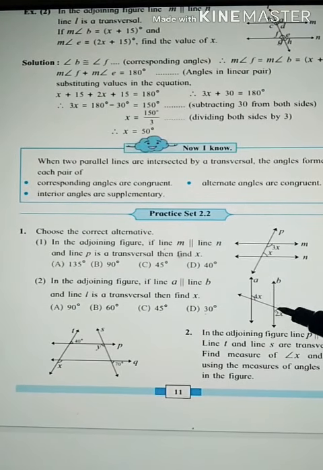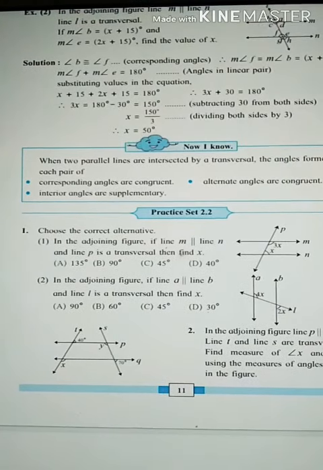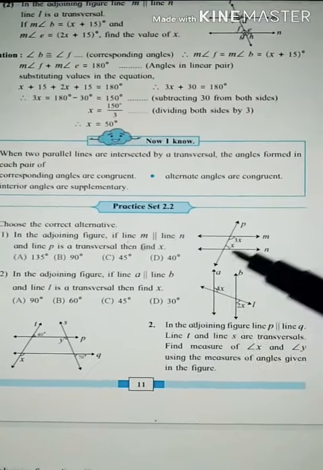No. Corresponding angles are always on the same side. Do they make alternate angles? No, alternate angle means this and this should come. But here 2x they have given. So we will plan something.